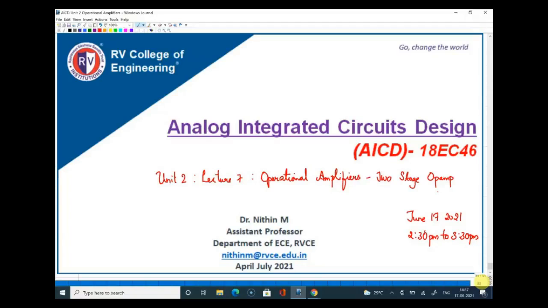Welcome to Analog Integrated Circuits Design class. This is lecture number 7 of Unit 2. In today's class, we will look at the next architecture, which is two-stage op-amp.